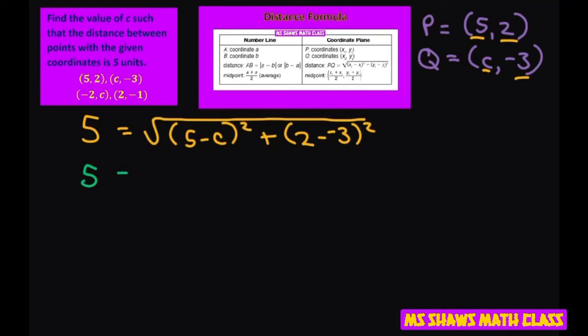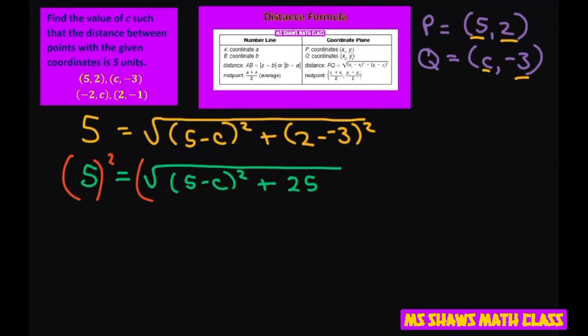So we have 5 equals the square root of (5 minus C) squared plus, this is 5 squared, which is 25. Now let's square both sides of the equation. When we square both sides, we're going to get 25 equals, and let's go ahead and expand that. This is the expansion of a perfect square trinomial. So it's going to be 25 minus 10C plus C squared plus 25.